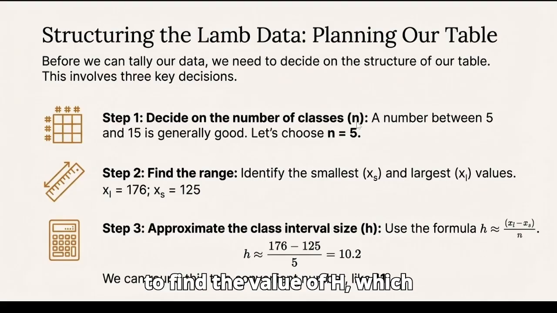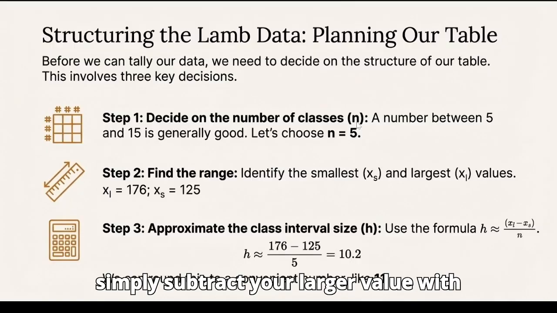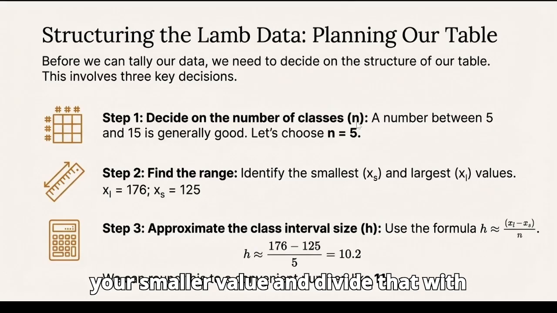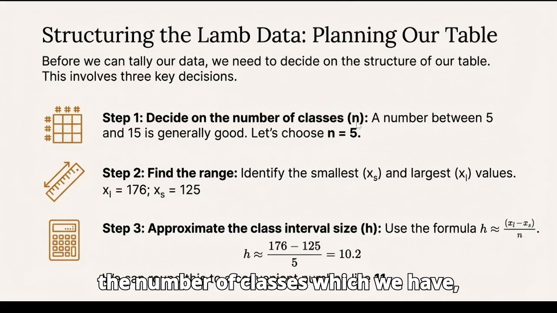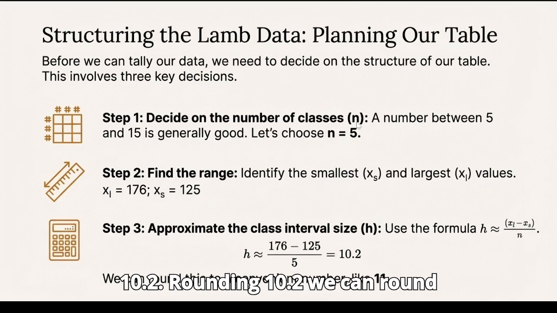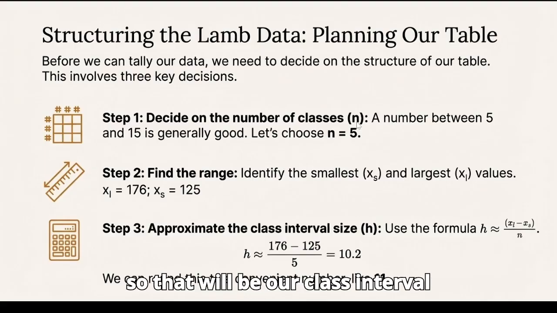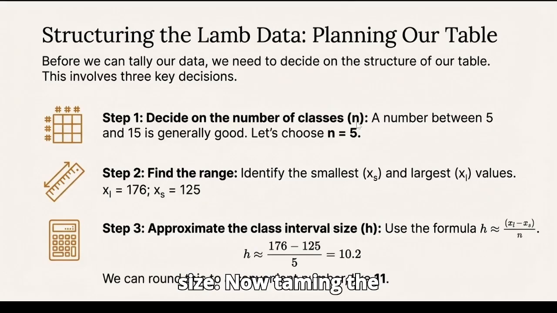And in order to find the value of h, which is our class interval size, you will simply subtract your smaller value from your larger value and divide that by the number of classes, which in this case is 5. So you have 10.2. Rounding 10.2, we can round this to a convenient number like 11. So that will be our class interval size.